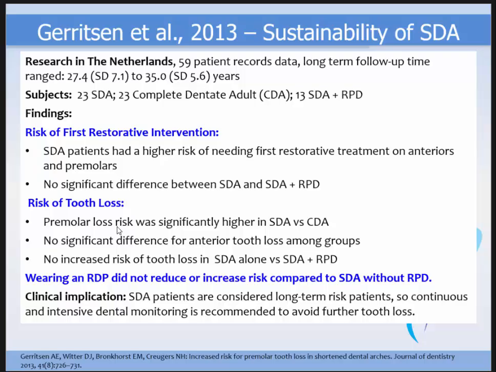With regards to the risk of tooth loss, shortened dental arch patients have a higher risk of losing their premolars compared to the complete dentate patients. There's no significant difference for anterior tooth loss among the groups, and there's no increased risk of tooth loss between patients wearing or not wearing dentures among the shortened dental arch patients. So this means there's no difference in the risk of getting restorative treatment or the risk of tooth loss between patients wearing or not wearing dentures among the shortened dental arch patients.